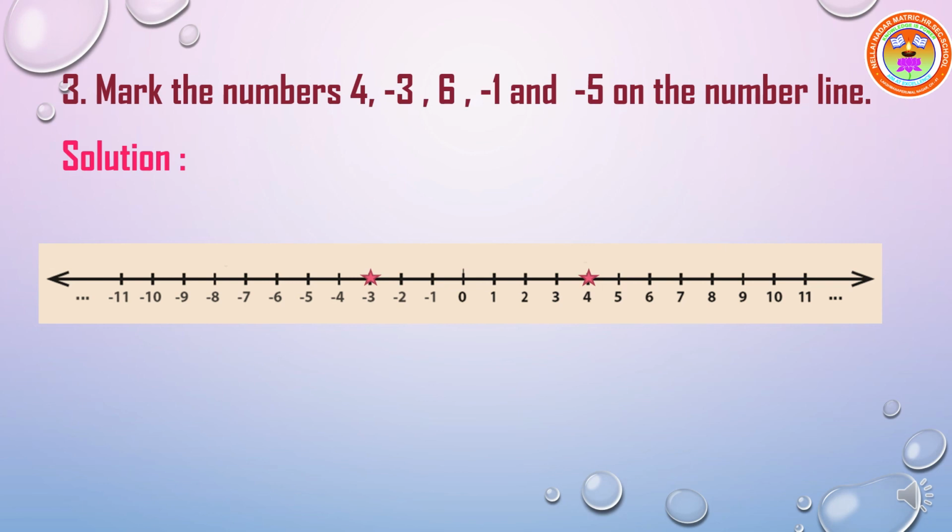6 is a positive value. So it has to be marked on the right side of 0. -1 again, it is a negative value. So it has to be marked to the left side of 0. And finally, -5 is again a negative value. So it has to be marked on the left side of the value 0. Okay. So this is how we have marked the numbers 4, -3, 6, -1 and -5 on the number line. Understood, children?